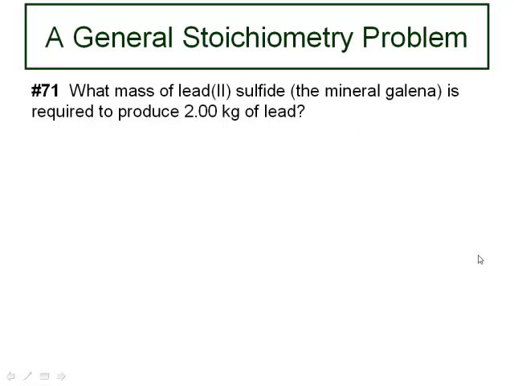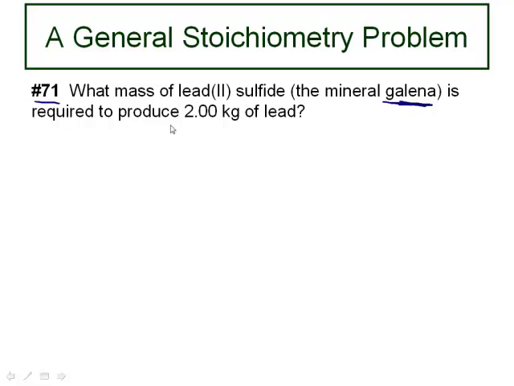One more problem, guys. This one's a general stoichiometry problem. Okay, this is problem number 71 out of your book. And the question is, what mass of lead(II) sulfide, which is known as galena. This is a mineral. It has kind of a silvery, well, not really silvery, it's kind of bronzy colored appearance.